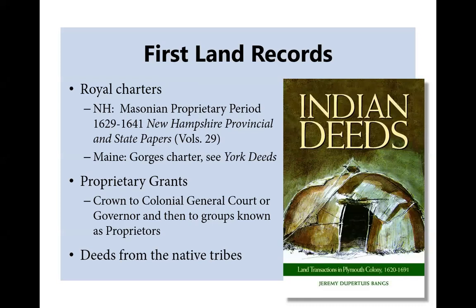The first land records in New England are of three types: royal charters, proprietary grants, and deeds from the native tribes. An example of a royal charter is the grant to Mason and Gorges. Now, a proprietary grant was the transfer of land from the colonial ruling body or the governor to groups of investors who were known as proprietors. And finally are the records for original transactions between the indigenous people and the European settlers. Shown on the right is a book by Jeremy Bangs on the land transactions for Plymouth County.